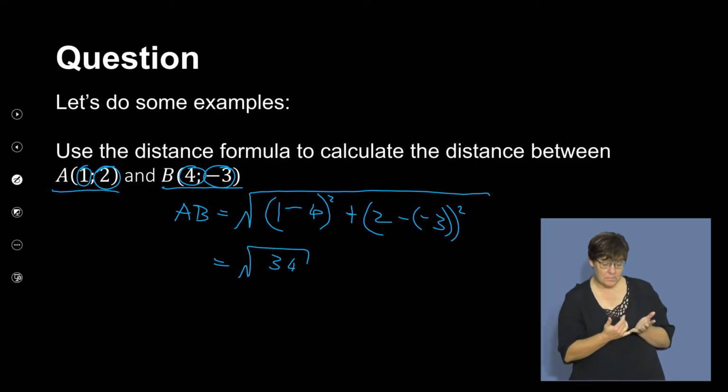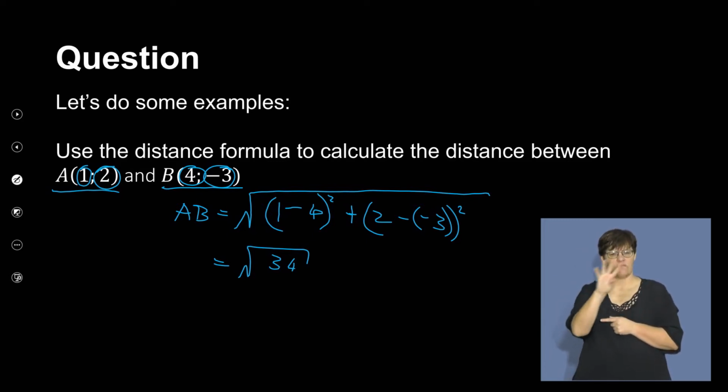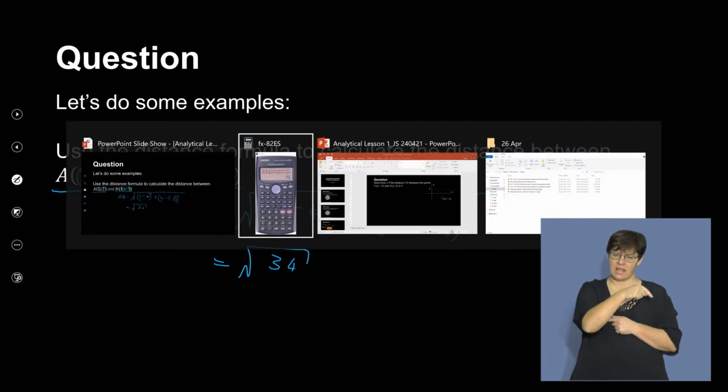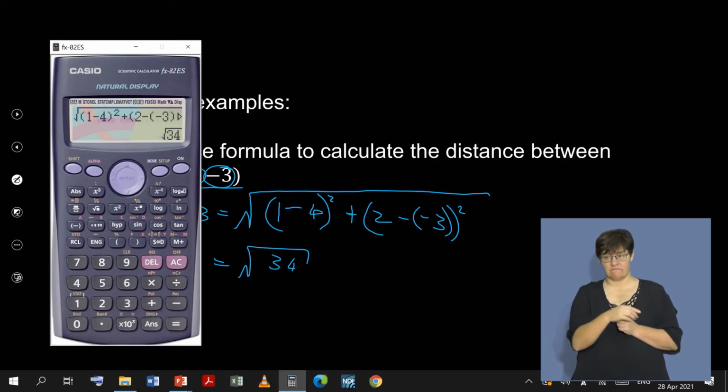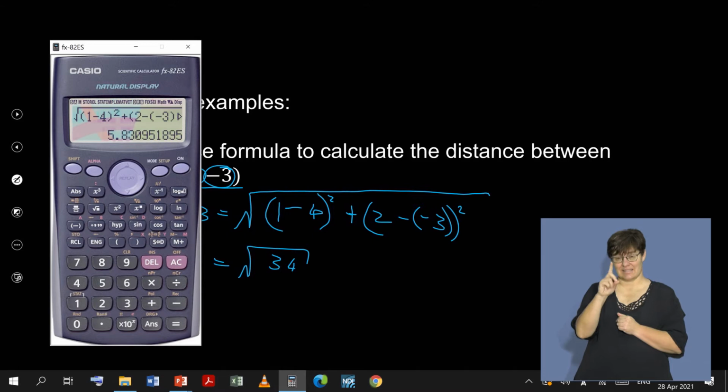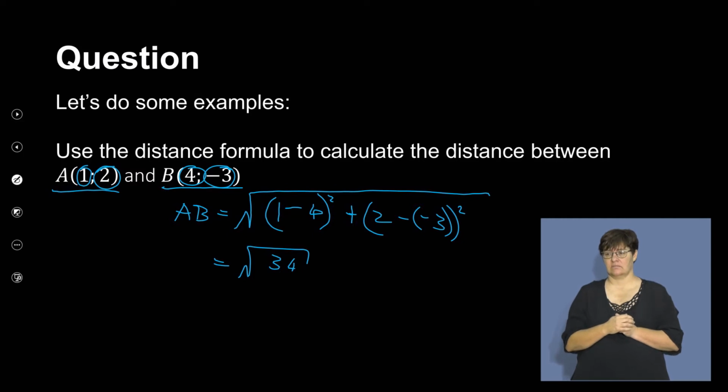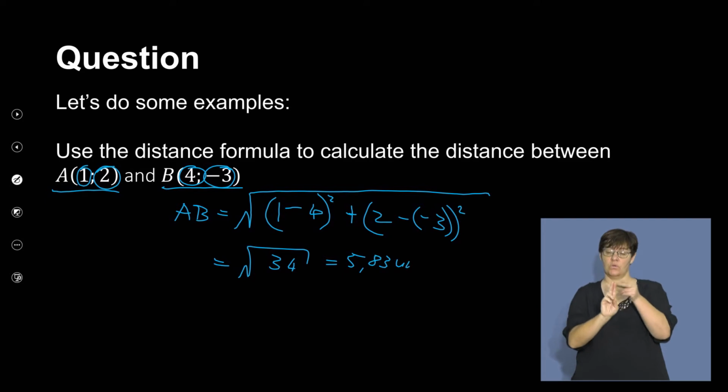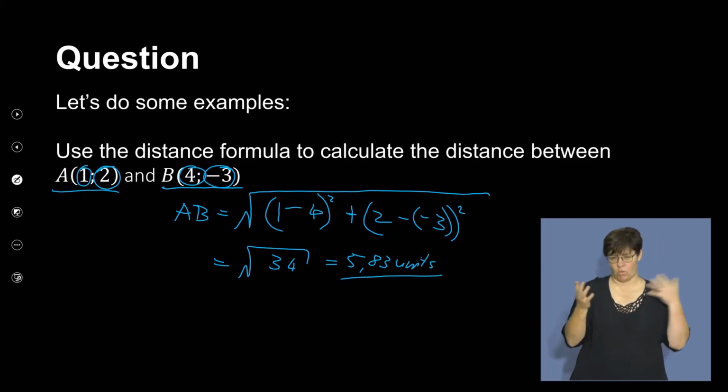Now, what is the square root of 34? If we go back to the calculator, if you have this calculator, there's this button S-D, and if I press that S-D button, I get 5,83. And let me go back here, choose my pen. This is equal to 5,83 units or blocks, remember, like we discussed.